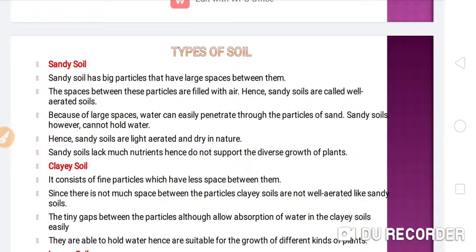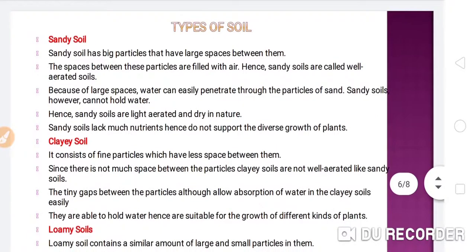Sandy soil has big particles that have large spaces between them, and these spaces between the particles are filled with air. Hence sandy soils are also called well aerated soils. It means the vacancies between the particles of the soil are occupied by air, which is known as aerated soil. Because of the large spaces, water can easily penetrate through the particles, and sandy soils cannot hold water.